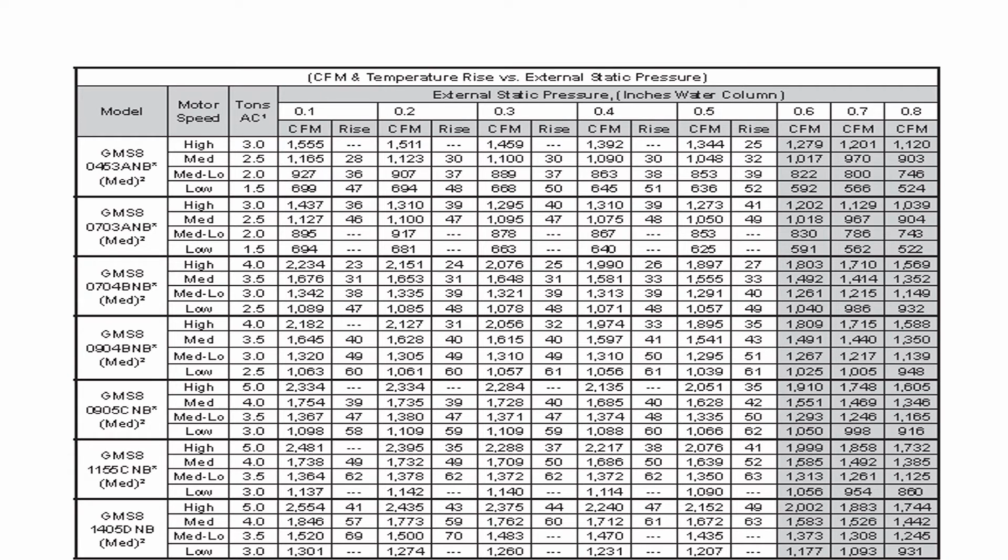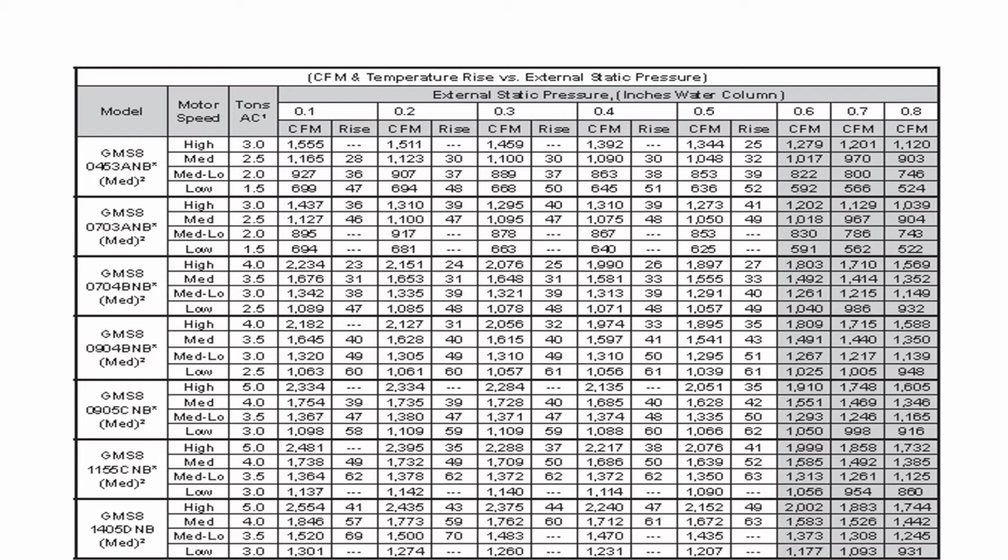Okay, this is a fan performance data chart from a particular equipment manufacturer for their particular piece of equipment. These can usually be obtained off the manufacturer's website, or a lot of times you will see them in the installation operation manual for that piece of equipment. This is a pretty standard chart. Over on the left, you will see the model numbers of gas furnaces listed. You will also see a column for the motor speed taps that are being used.